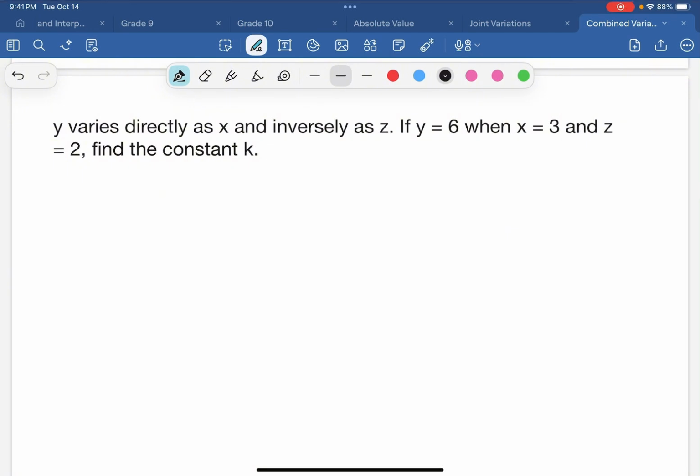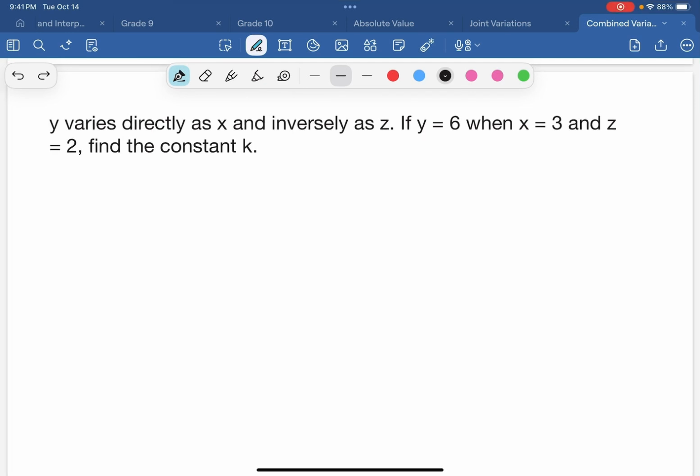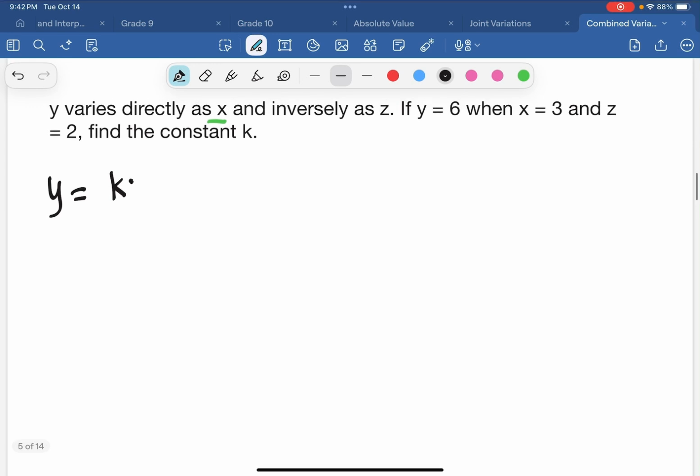Now let's start solving, starting with this one. Now y varies directly as x and inversely as z. If y is 6, when x is 3, and z is equal to 2, find a constant k. So let's write this based on the given here. So we have y equals k, and it says here directly as x, so that means we use x as our numerator, and over inversely as z. Sorry, inversely as z.